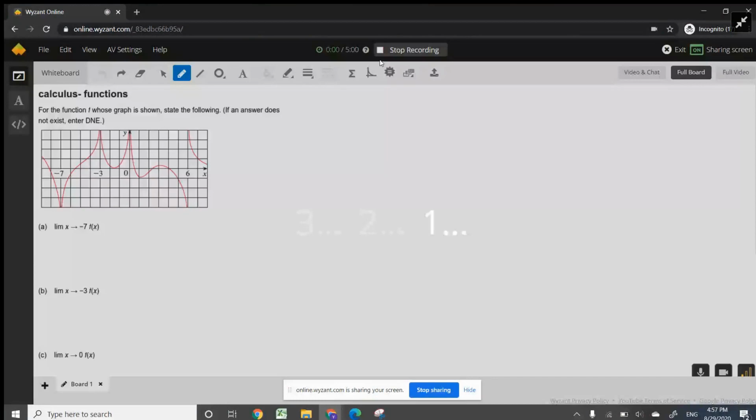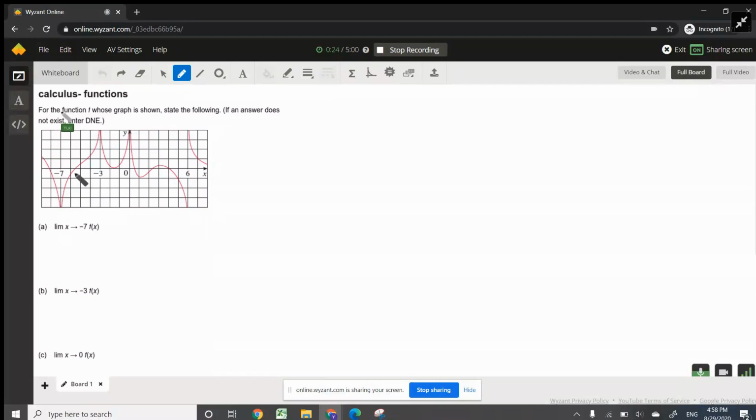For this problem, you want to find the limits of the functions as x approaches several values. So think of limits as the y value that a function approaches when your x approaches that certain value. So in part A, we have the limit as x approaches -7.